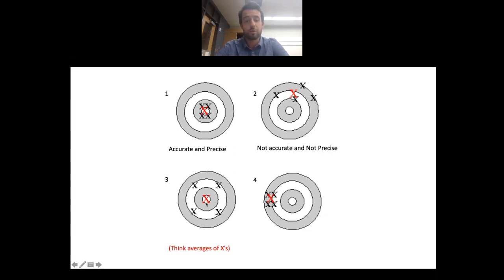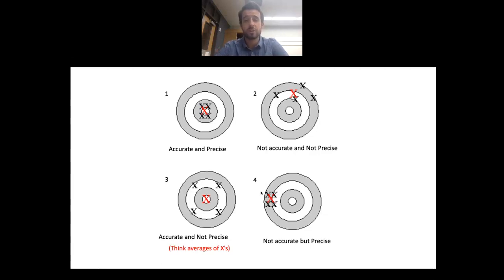For number 3, we would say it is accurate, because if you look at where the average of the X's is, that's right in the middle, but it is not precise. If you look, it's hitting all around the outside. For this last one here, it's going to be precise, but not accurate. Not accurate because it's not hitting the center. Precise because they're all close to each other.